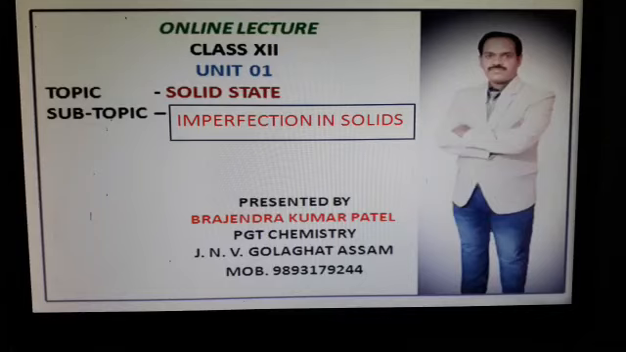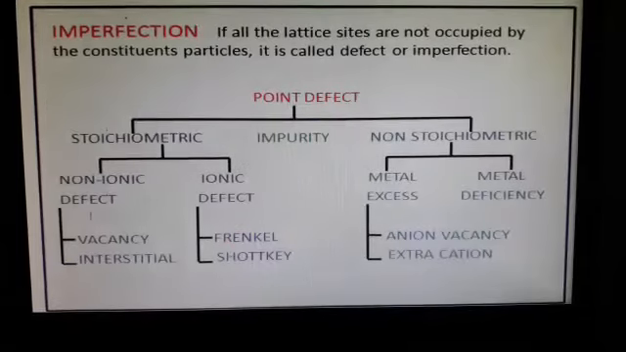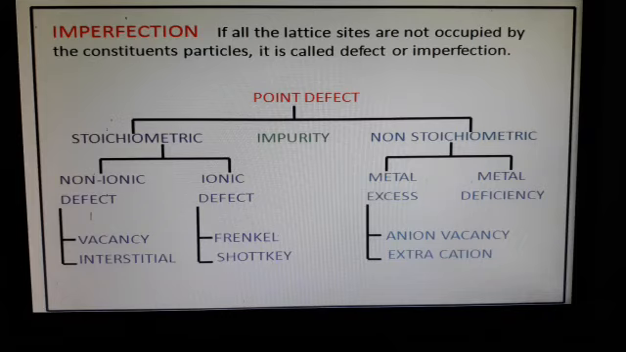Here present again with a new topic for class 12, first unit solid state. Today's topic is imperfection in solids. Imperfection means if some of the constituent particles, atoms, ions or molecules, are leaving or missing from the crystal, it is known as imperfection. It means if a crystal has 100 atoms or ions, and one atom or ion is absent, it is called imperfect.